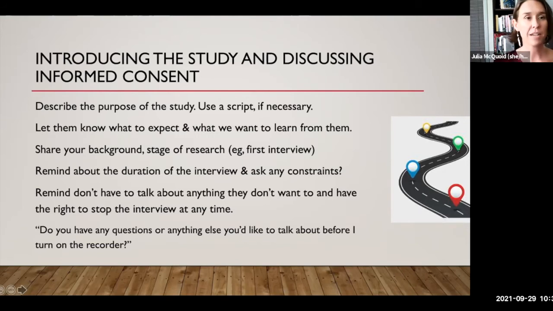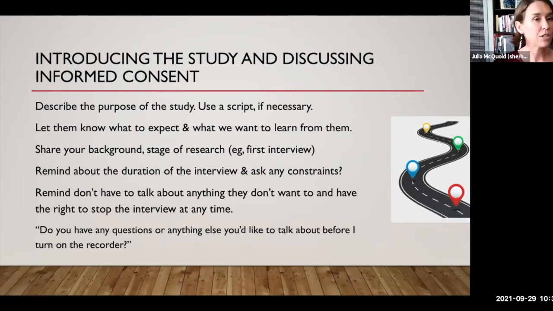So it's really important to start with orienting the participant to the purpose of the study, and this could be with a script if necessary, so that the participant really understands what the research team is trying to do and they're informed about what the study is. Obviously all of this should be on the consent form, but doing it again makes sure they understand. Letting them know what to expect from the interview and what we want to learn from them, I think we get a much more productive interview from somebody who understands what we're trying to do and can partner with us to achieve that.